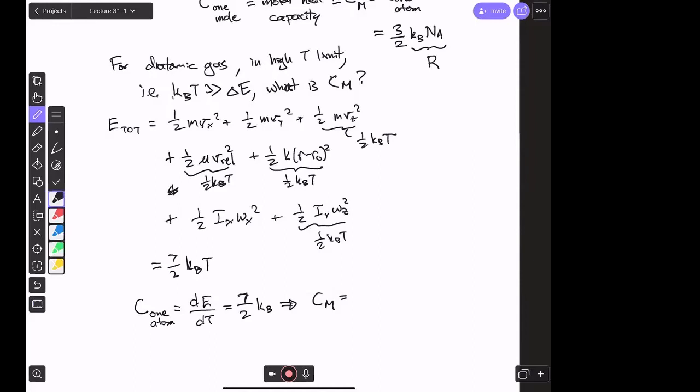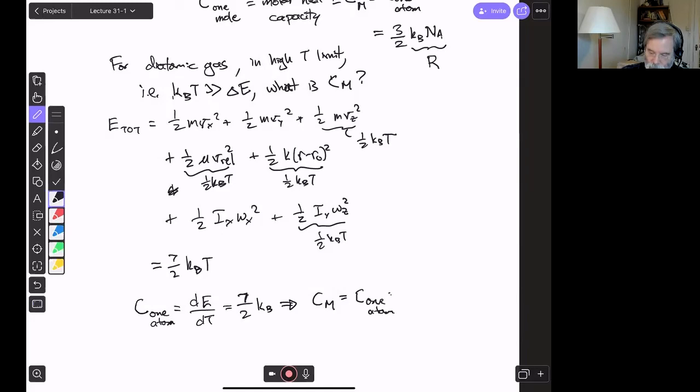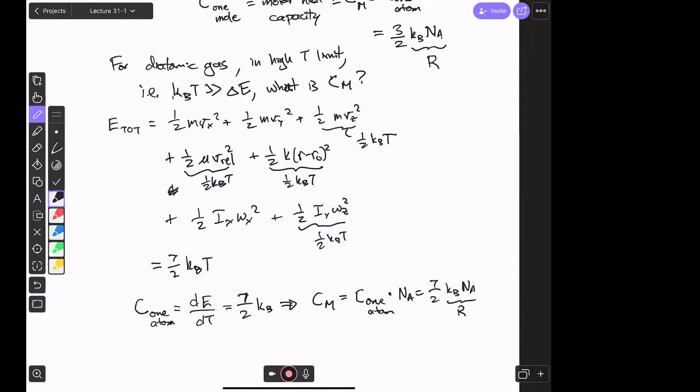Would that mean the molar heat capacity is 7/2 kB times Avogadro's number? Exactly. So the molar heat capacity would be the heat capacity of one molecule times Avogadro's number, which, as Marissa said, would be 7/2 kBNA, and kBNA is R. So we've made another bold prediction that no matter what diatomic molecule you're talking about, whether it's hydrogen chloride, H2, O2, N2, anything, at high temperatures, its molar heat capacity is 7/2 R. And again, when you make these measurements, it's very well borne out by experiments.